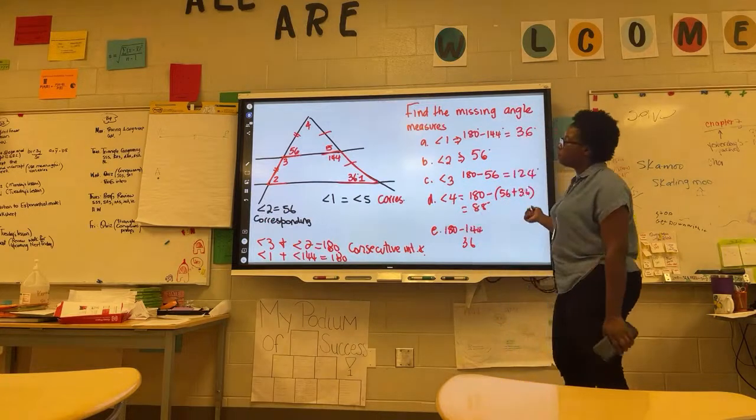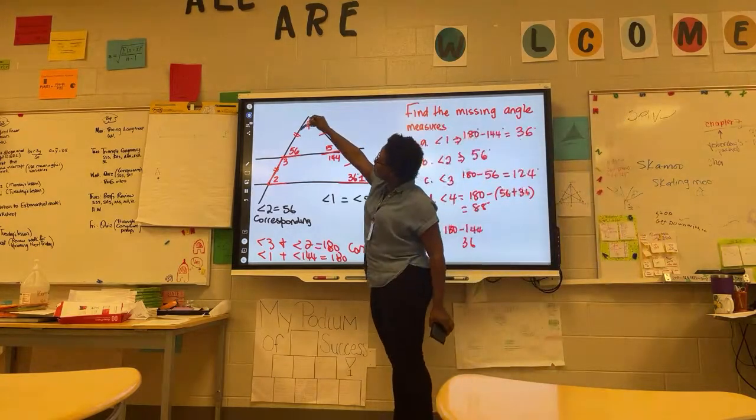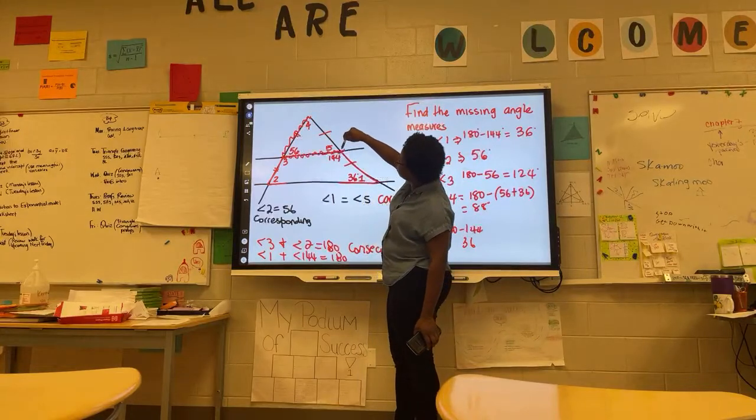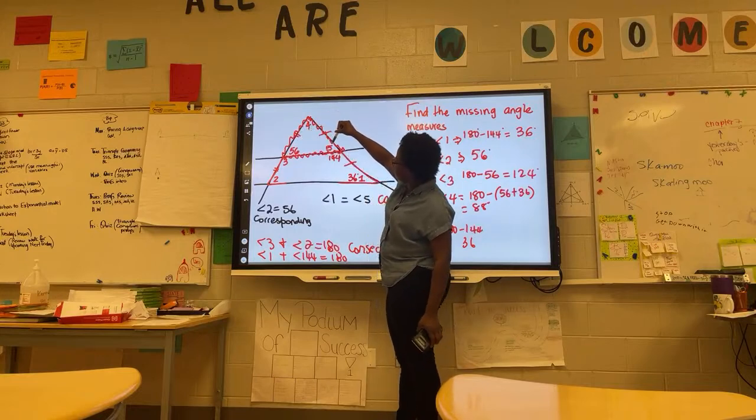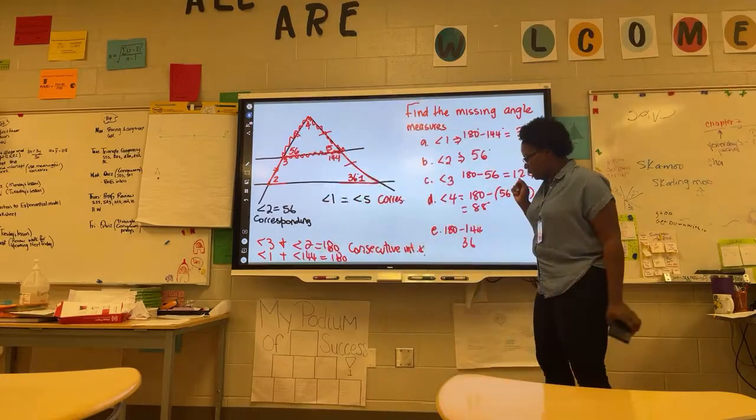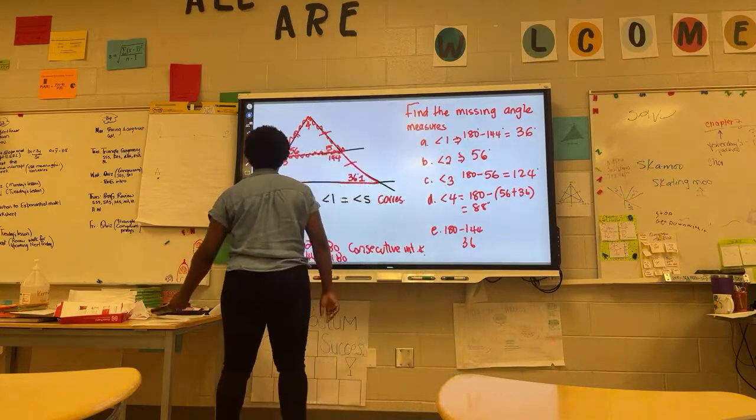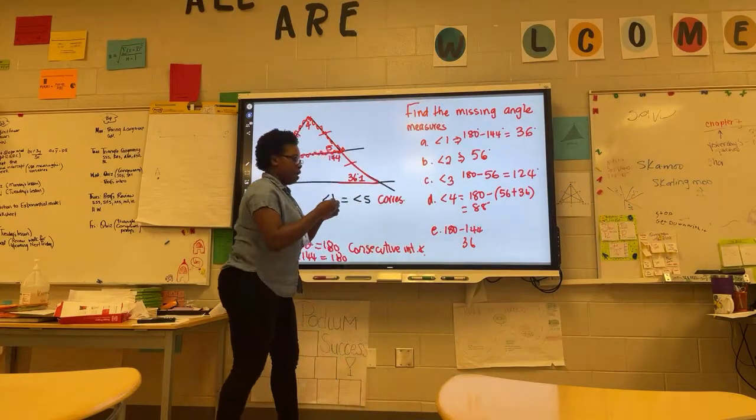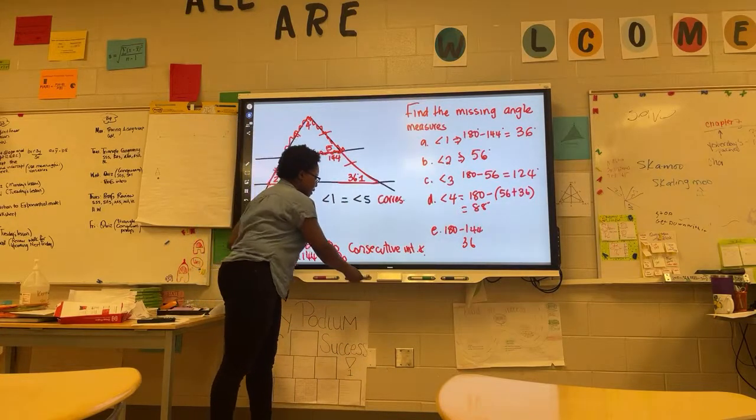How did I get this one? Because the angles in a triangle add up to 180 degrees. So my triangle here would add up to 180 degrees. I know this one to be 36, so if I add these two and subtract from 180, then I'll get my answer to be 88. And that's how you find the missing angles of your triangle.